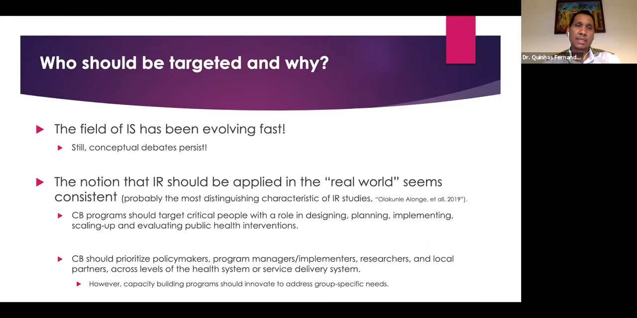So who should we target and why when we are implementing an implementation research capacity building program?